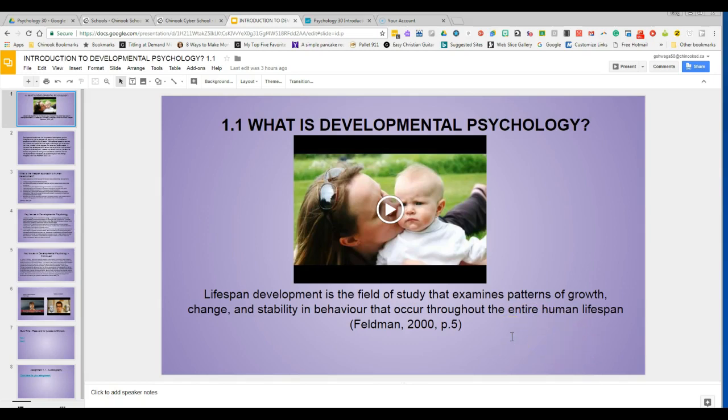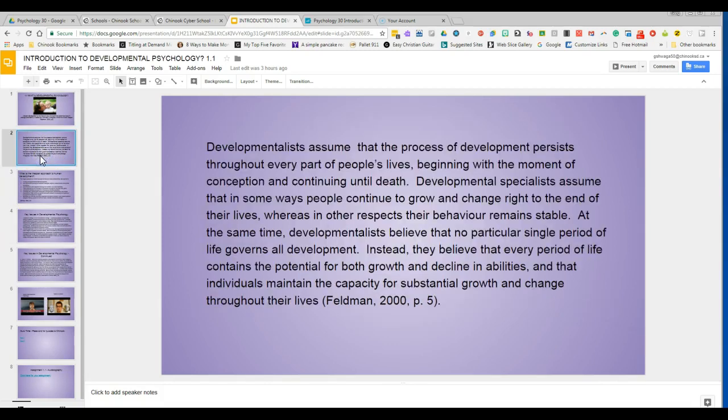So when we're looking at developmental psychology, we're really looking at a human being at the end of it, and what's gone on through all of the stages of life to contribute to the way that person is at their present time. Okay, so that's what this says.